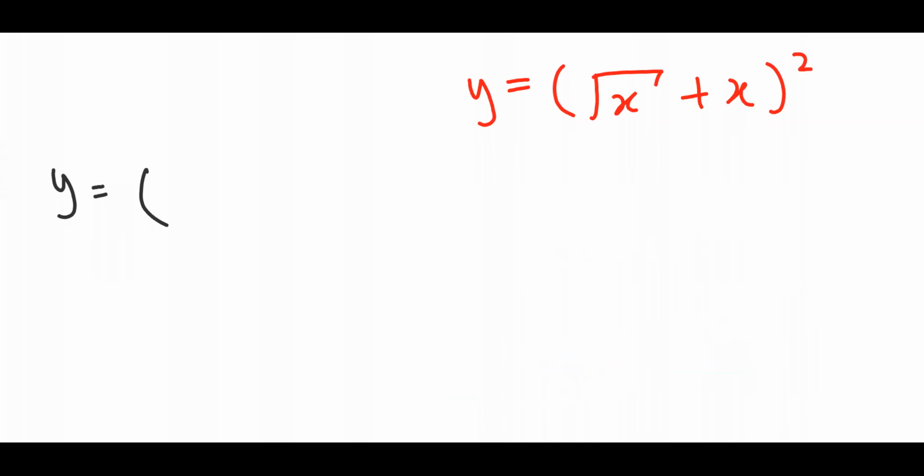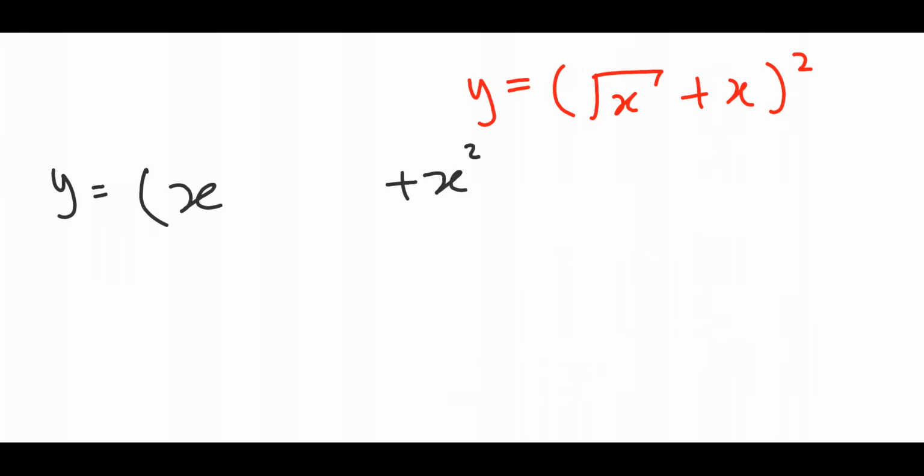So we're first going to square the square root of x. When you square the square root of x, you just have x. And then I'm going to square the last term, the x, and that gives me x squared.